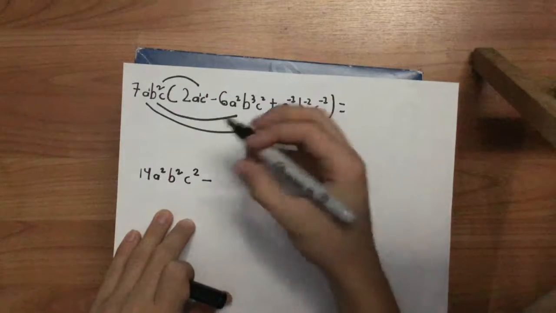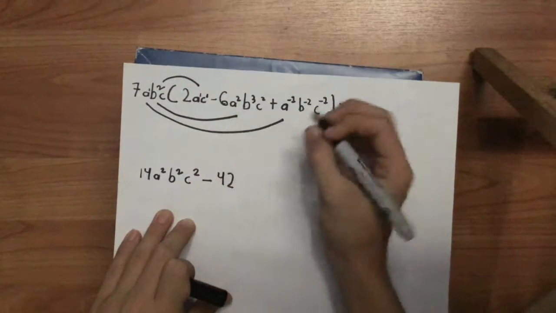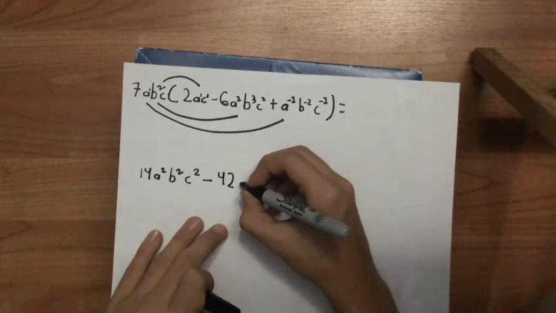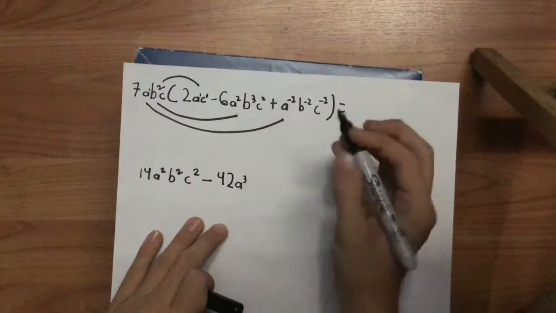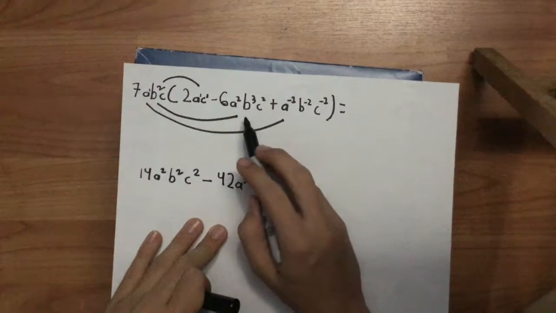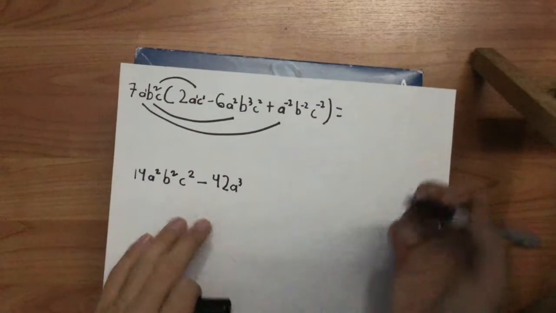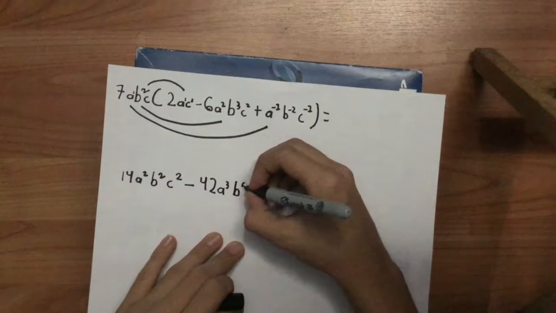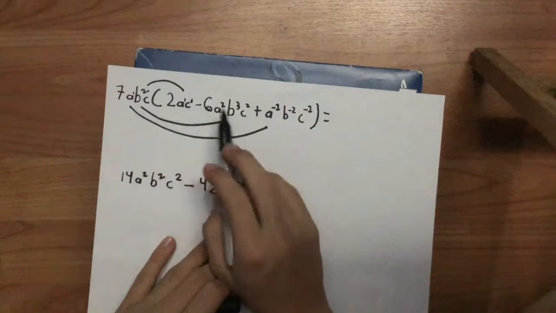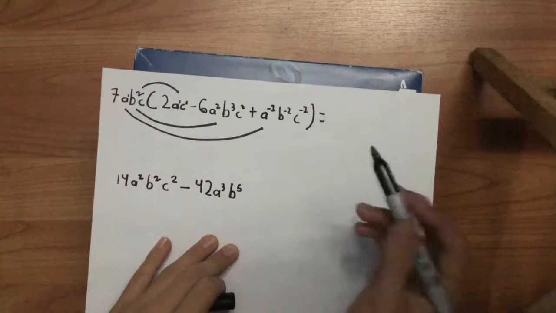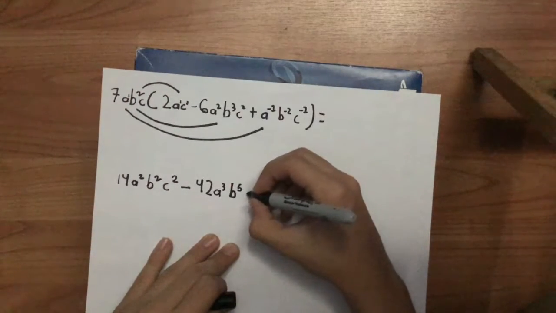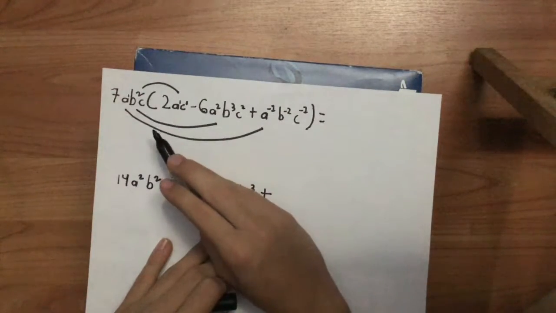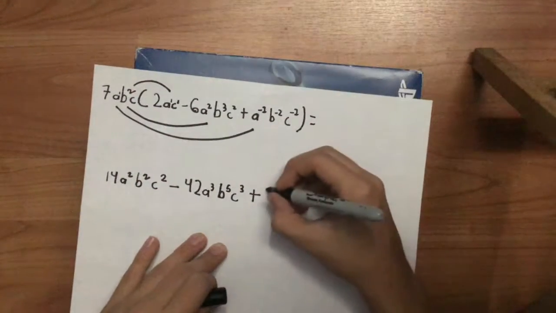Then 7 times 6 gives us 42. Then a times a to the second power, you just add them, so it will be a to the third power. Then b times b to the third power and b to the second power. Add them up, 3 plus 2 equals 5. So b to the fifth power. Then c times c to the second power, you add 2 plus 1, it will be 3, so c to the third power. You add the plus sign because you continue. 7 doesn't have any coefficients, so you just put it over here.